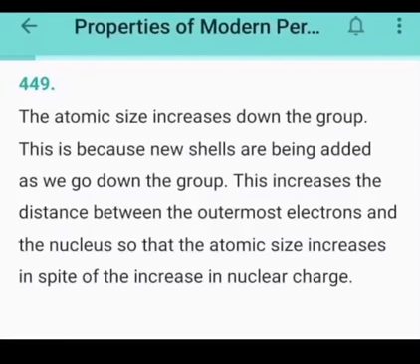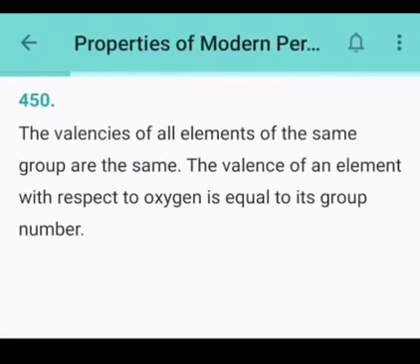The atomic size increases down the group. This is because new shells are being added as we go down the group. This increases the distance between the outermost electron and the nucleus, so that the atomic size increases in spite of the increase in nuclear charge.